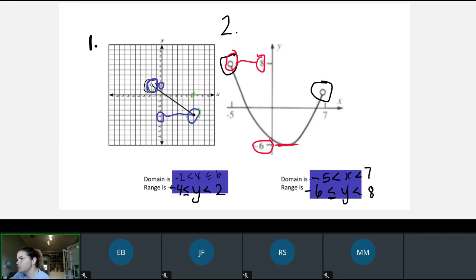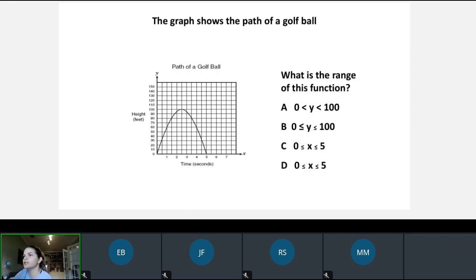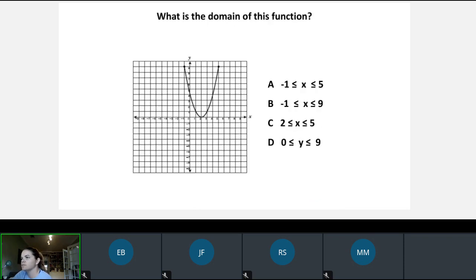Okay, I want to do a few multiple choice problems with you. Actually, we've done that one in class, so let's do this one. What is the domain of this function? Remember, domain is x values.